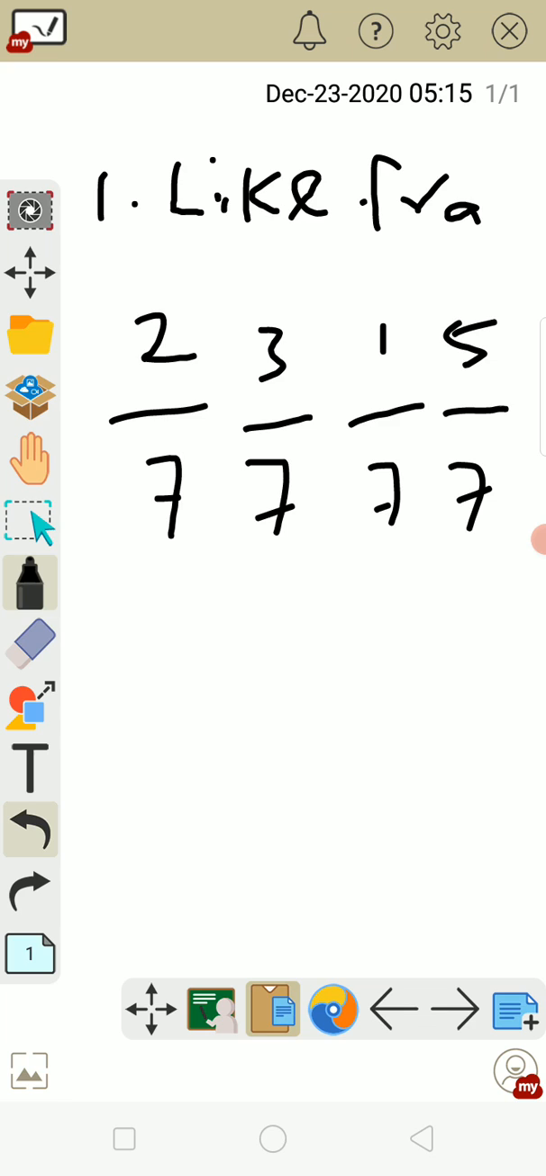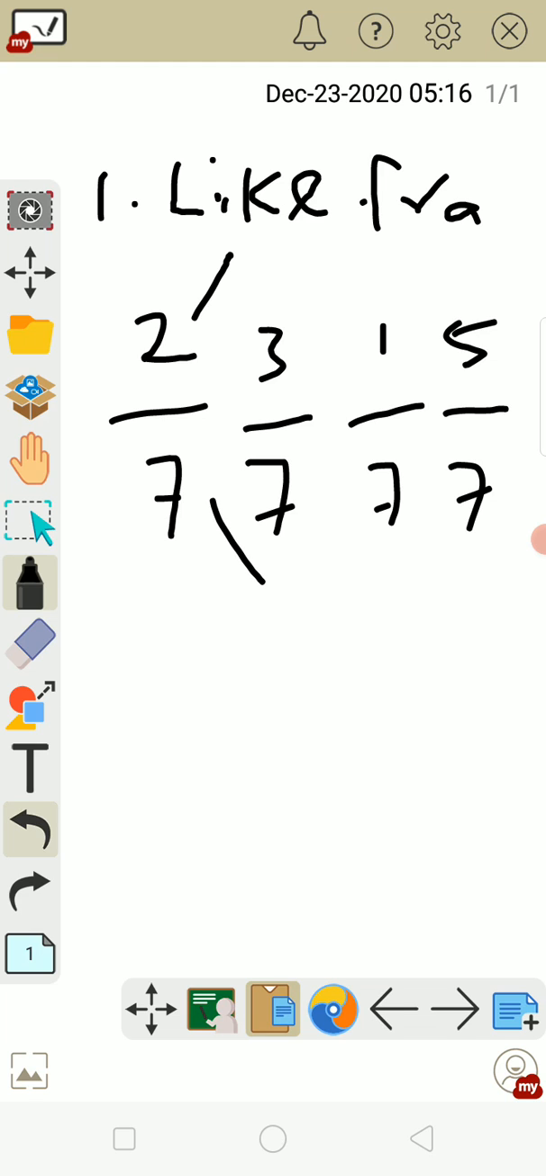If you notice these fractions, the denominators are all the same. Numerators are different, but the denominator is the same. You know what a numerator is and what a denominator is. The upside of the fraction bar is called the numerator. The number on the downside of the fraction bar, or division bar, we call the denominator. So 7 is the denominator, 2 is the numerator.